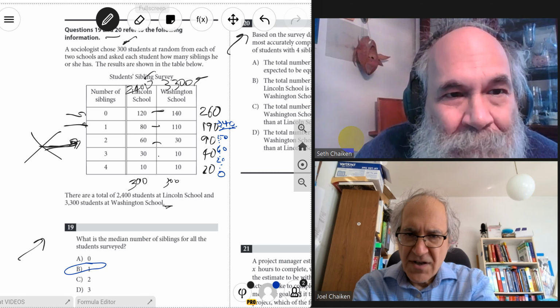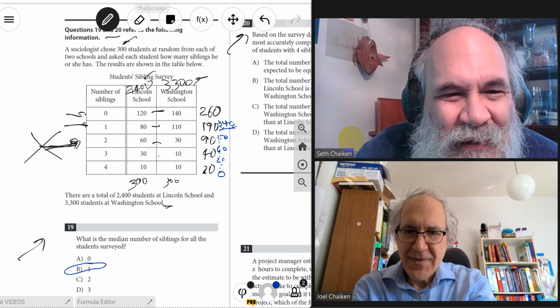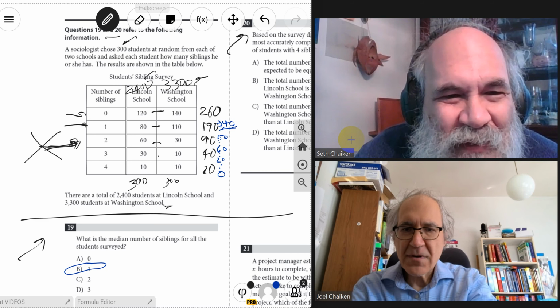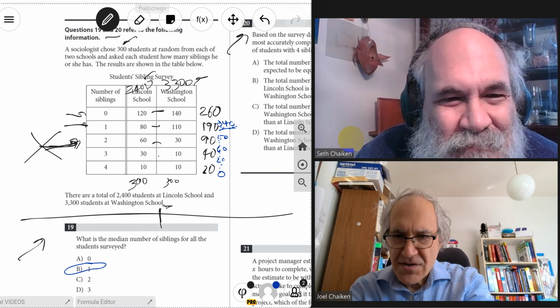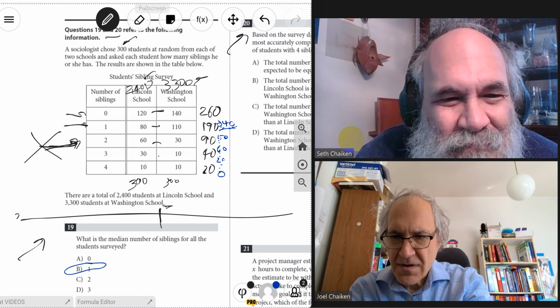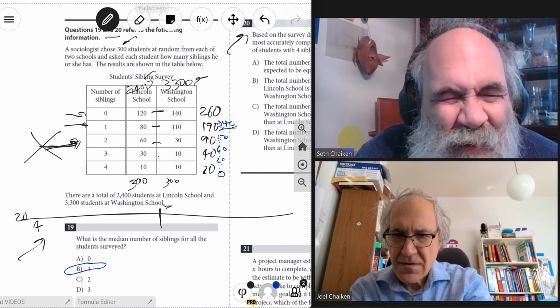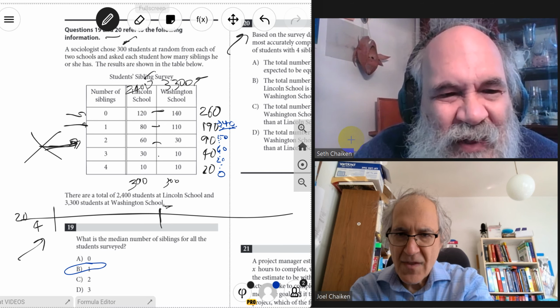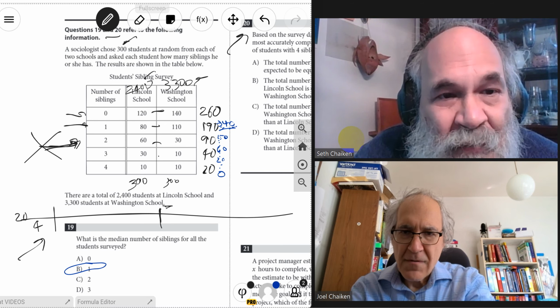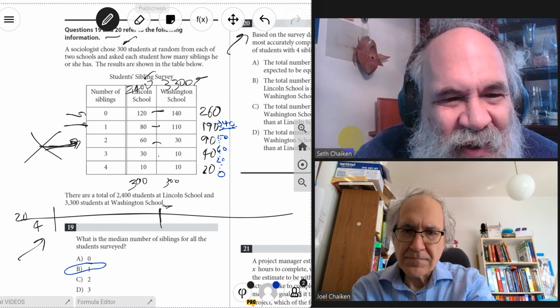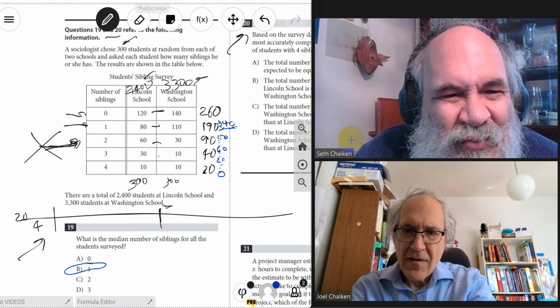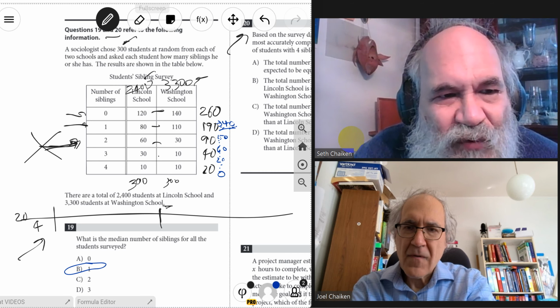Right? 600. So first of all, what is the median? The median is the middle number. Now there are 24s. Well, we don't see the thing is this, the 20 here stands for, say, if you line up all the students with 4 siblings.